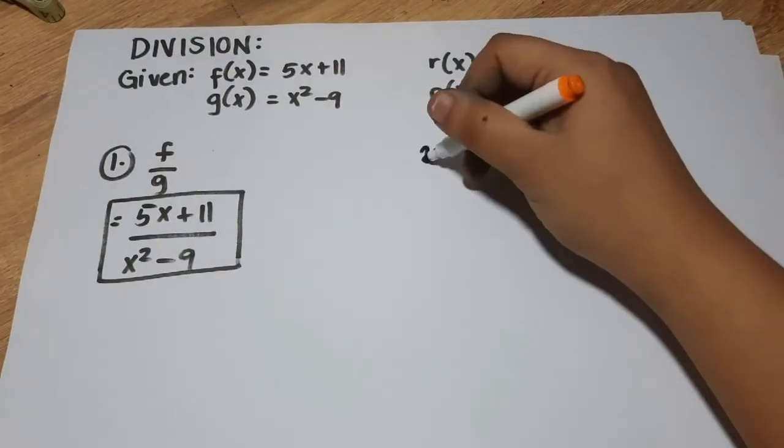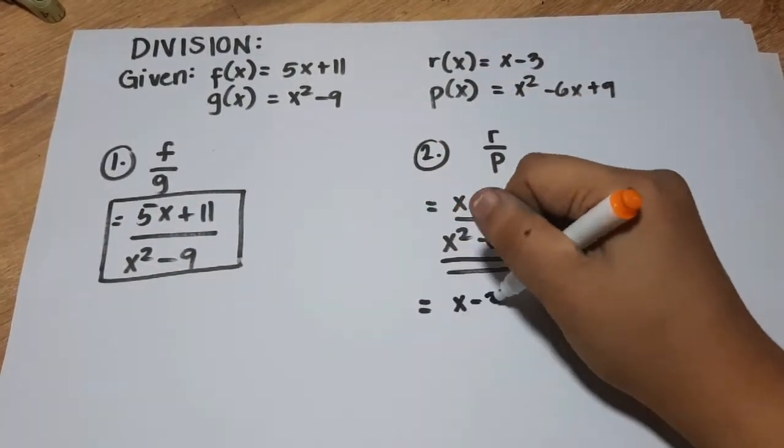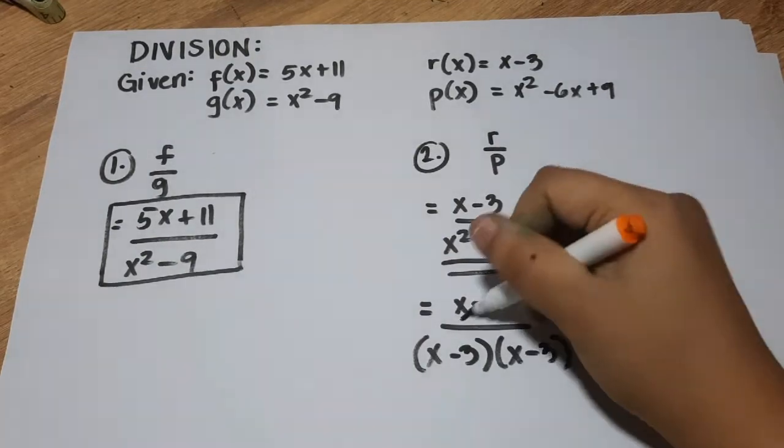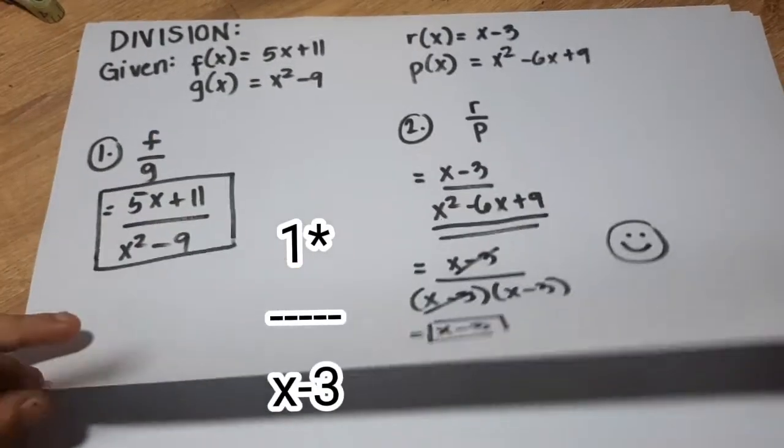For number 2, we are to find the quotient of r over p. Substitute the values and then factor out the denominator. Cancel out x minus 3 from the numerator and denominator, and we are left with 1 over x minus 3.